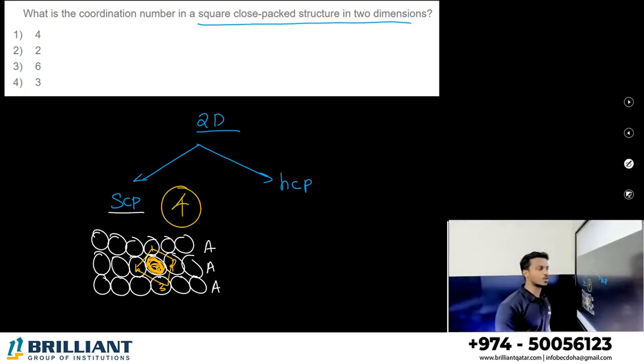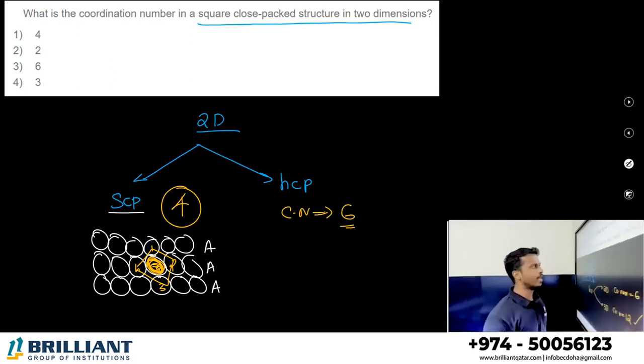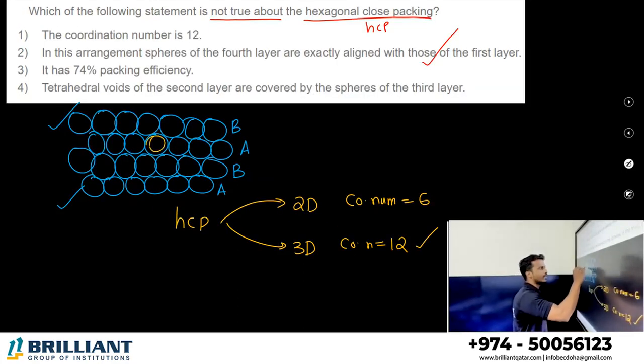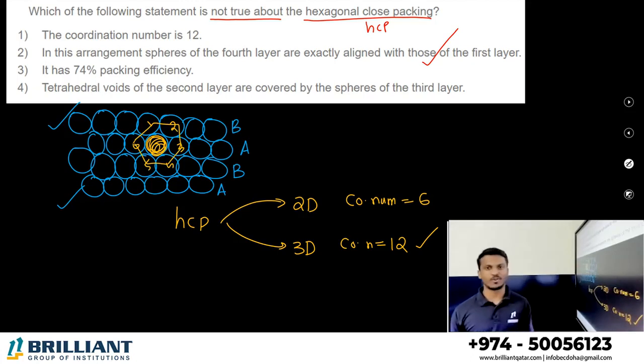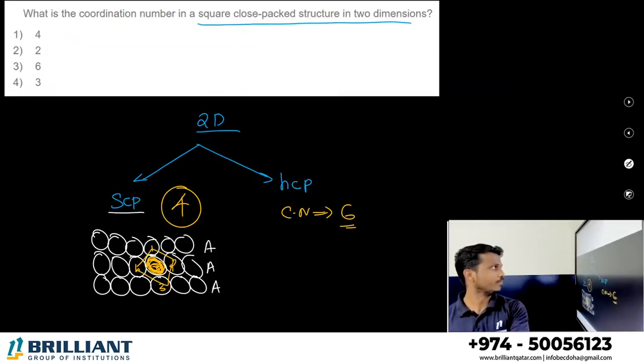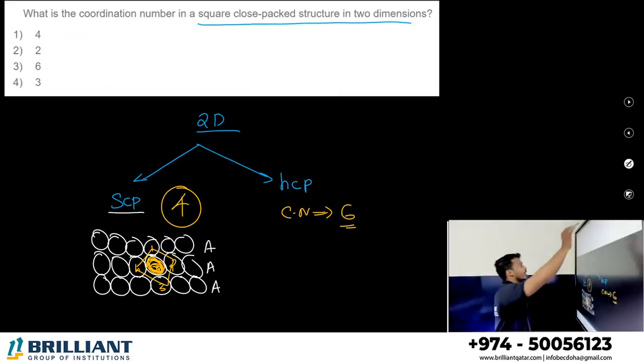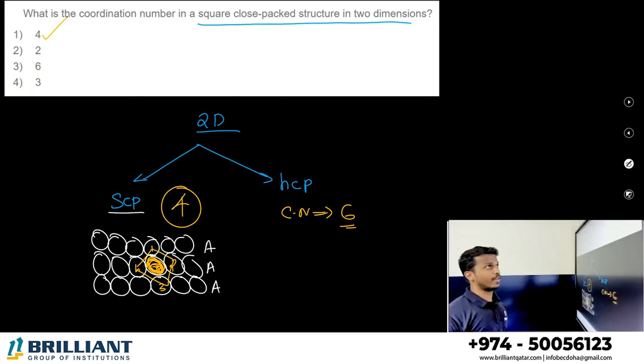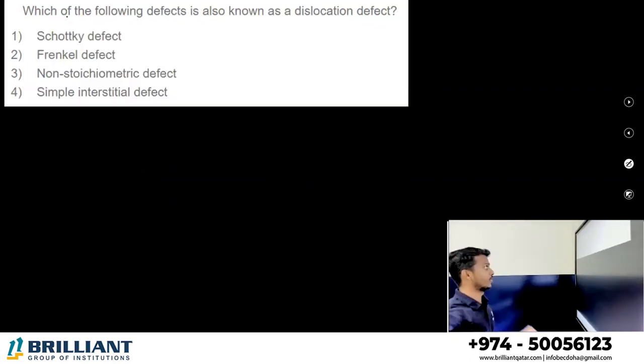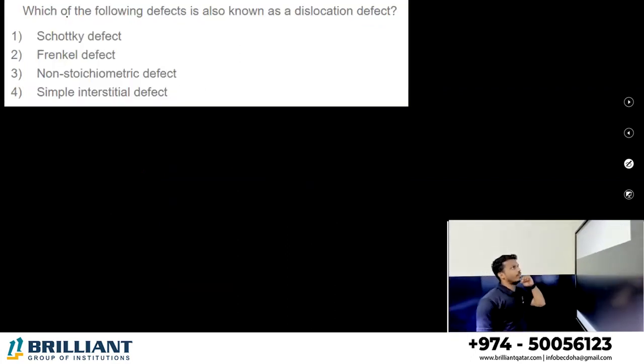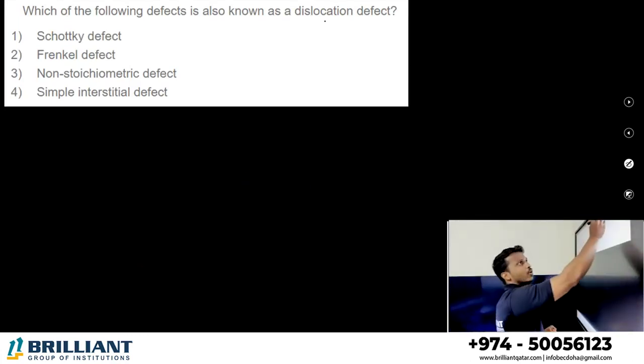In hexagonal closed packing, coordination number is 6 in two dimension. Why? In HCP, if you consider an inner sphere, it is directly touched with six spheres. Therefore, coordination number is 6 in HCP if it is two dimension. So what is the answer? Answer is 4. What is the coordination number in square closed packing in two dimension? That is 4.